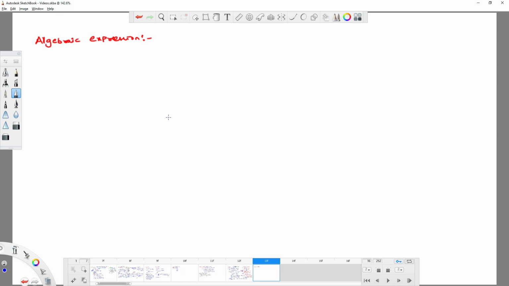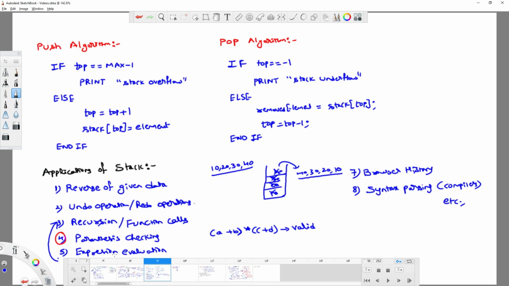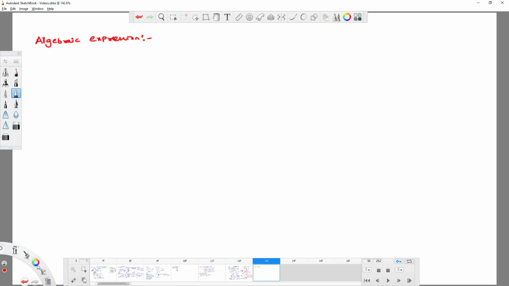Hi everyone. In this session, we will see one more application of stack. In the previous sessions we have discussed the applications of stack. Among those, one more kind of application is expression evaluation, so evaluating the algebraic expression.